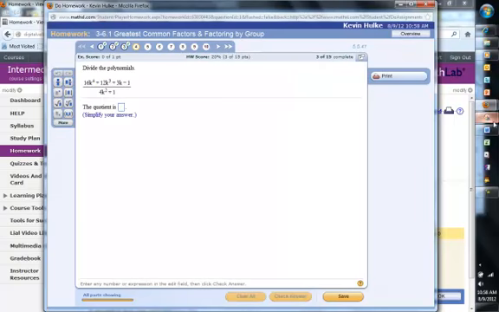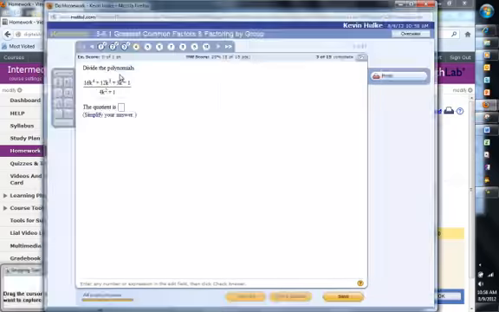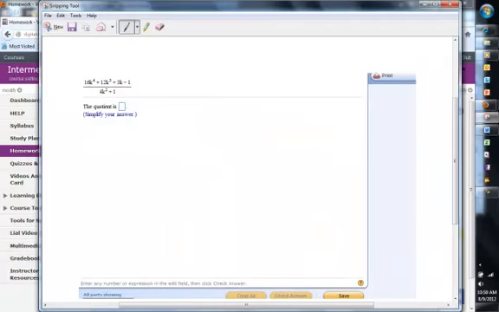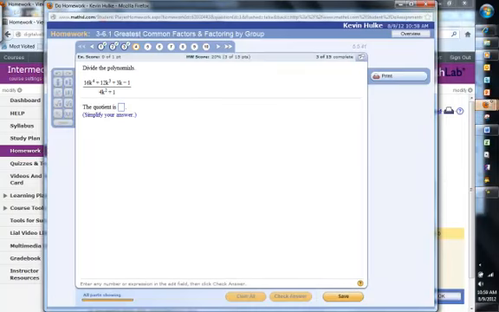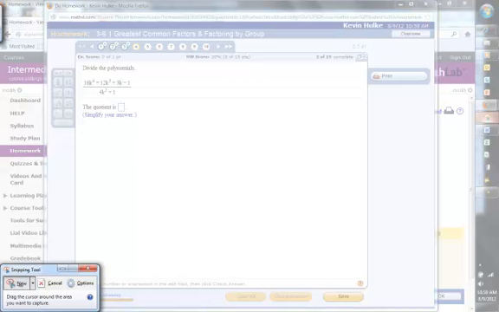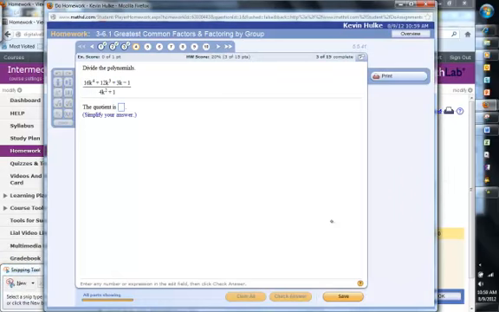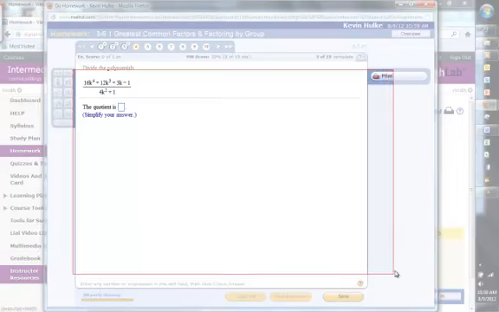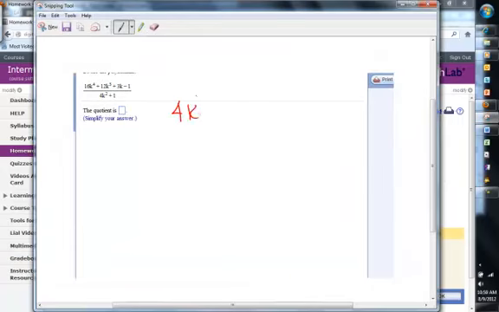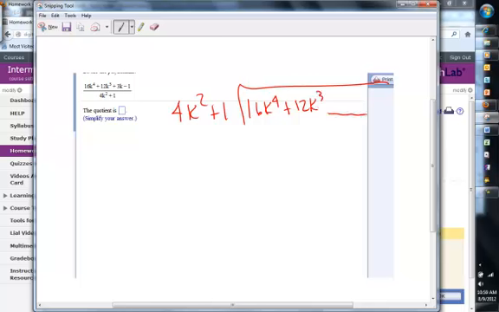Next one, another division. Oops, I've got to close this and restart it because my inking got off. 4k squared plus 1 goes into 16k to the 4th plus 12k cubed. And then I'm going to leave a blank here for the k squared terms plus 3k minus 1.